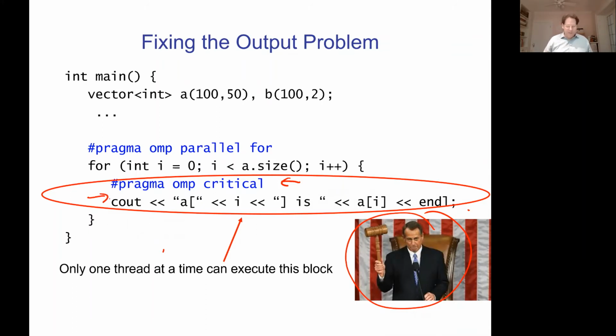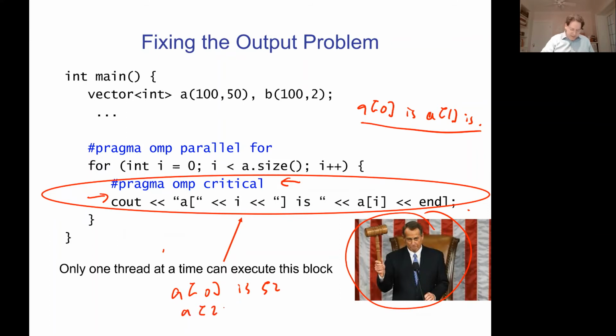You will no longer get this kind of crazy output where you get things like A0 is, A1 is, like half-completed lines being interleaved. You will still get things like this: A of 0 is 52, A of 25 is 52, A of 75 is 52, because we have multiple threads running.